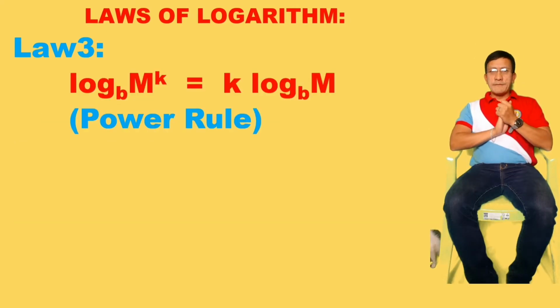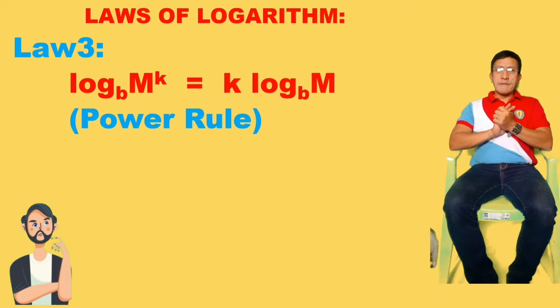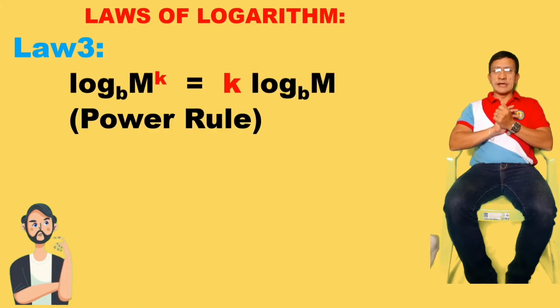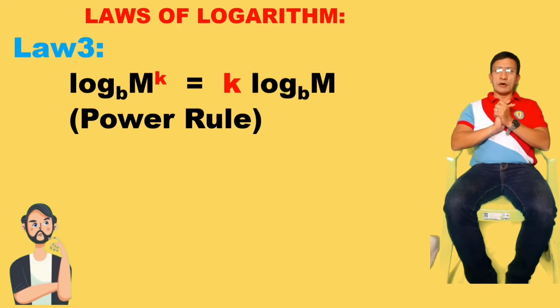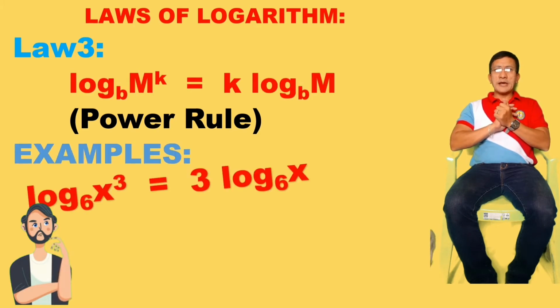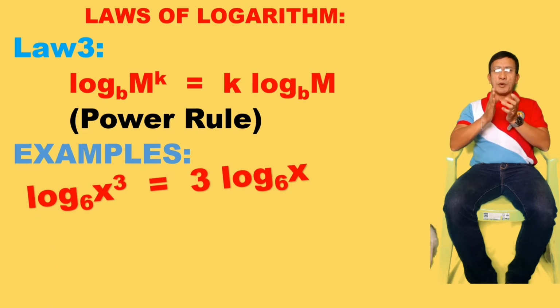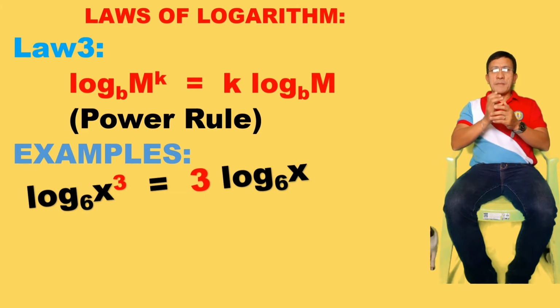Law of logarithm number 3. Log of m raised to k with base b equals k log of m with base b, which is called the power rule. In power rule, it is very easy. We will make the exponent k the coefficient of the given logarithm. Examples: log of x cubed with base 6 is equal to 3 log of x with base 6. Again, as you observe, the exponent 3 became only the coefficient of log of x with base 6.